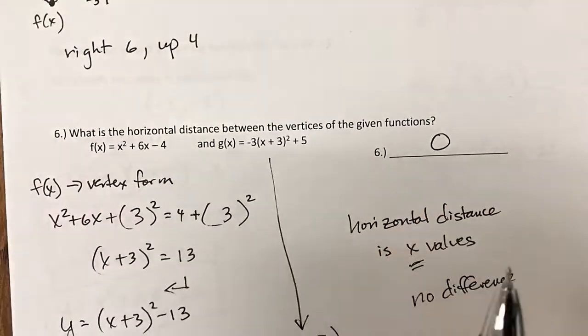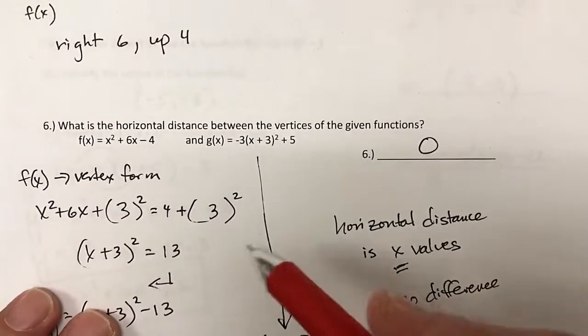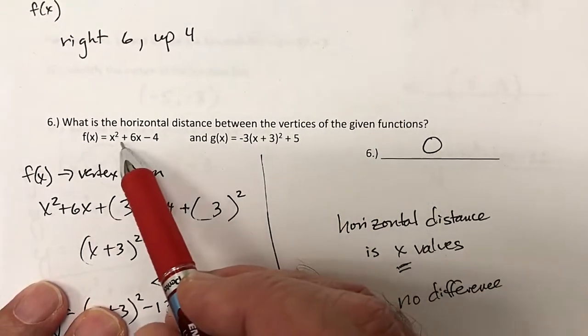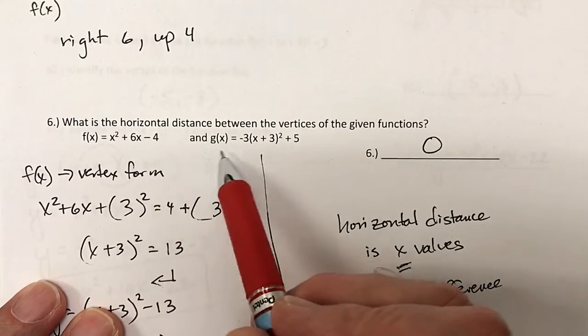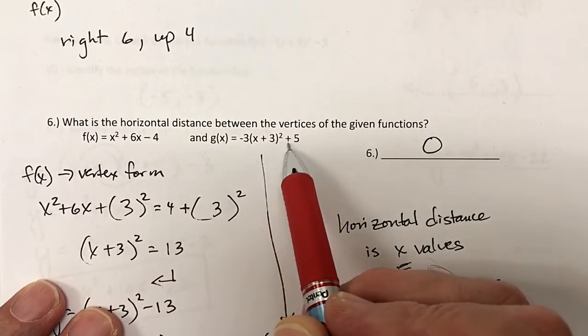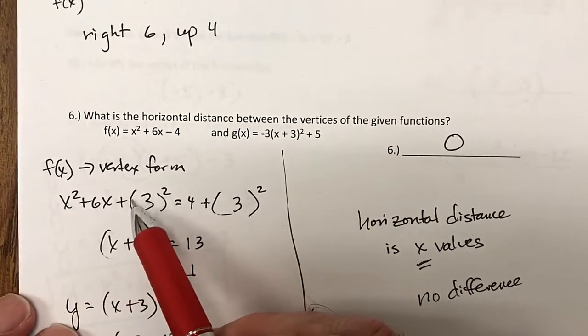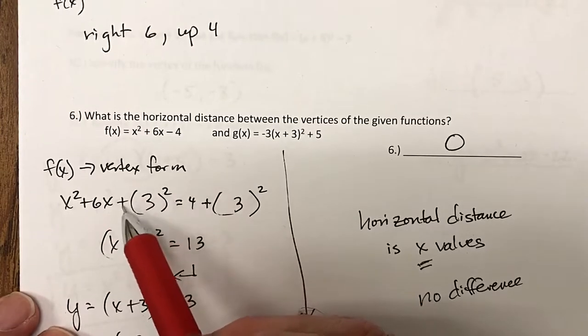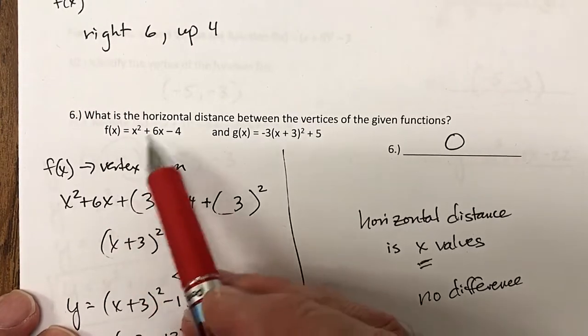All right, number 6, the horizontal distance between the vertices. Well, again, you have to find the vertex of this one. This one's easy. The vertex is -3, 5. This one, however, you have to change to vertex form. So we do that by completing the square.